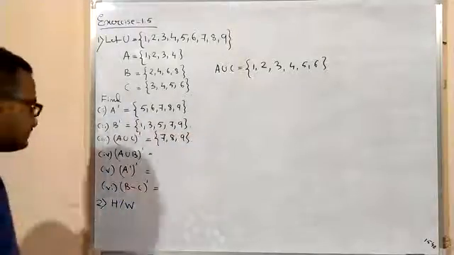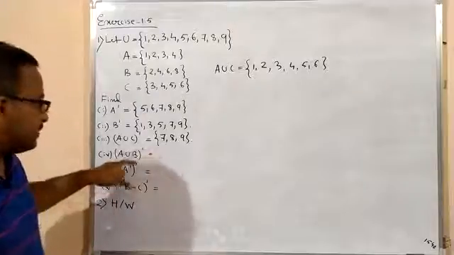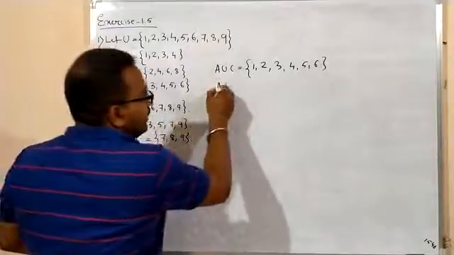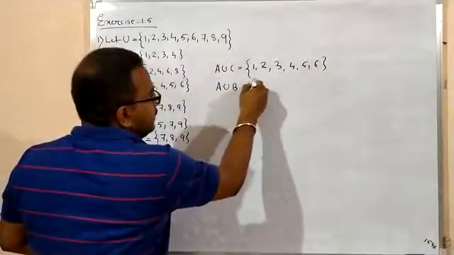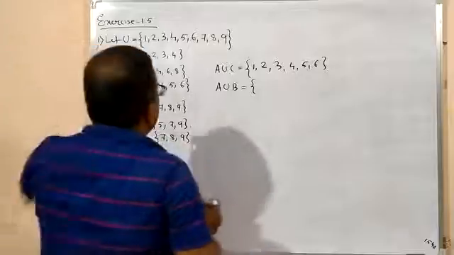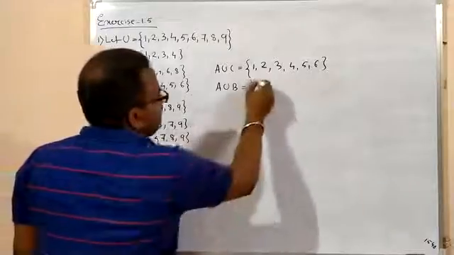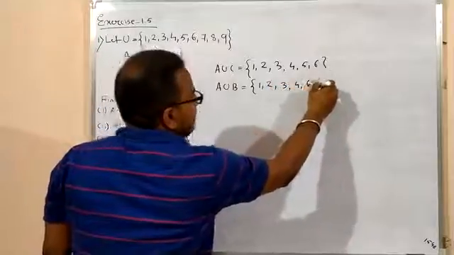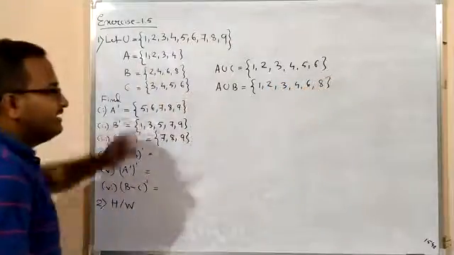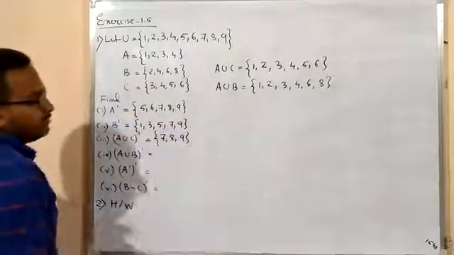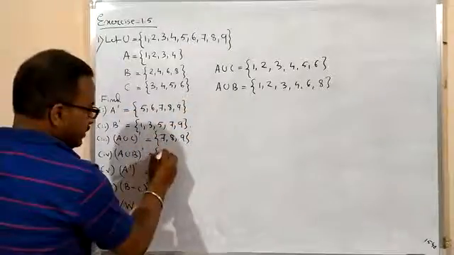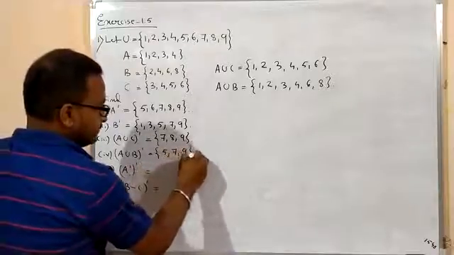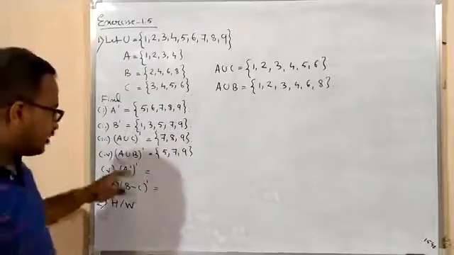These things are easy. Now next find this A union B whole complement. Before that you have to find what is A union B. A union B is 1, 2, 3, 4, 6 and 8. Now write the complement of that set: 5, and 7 and 9.